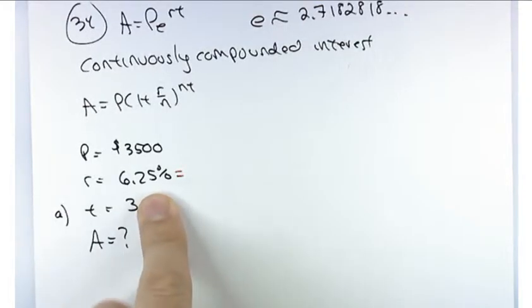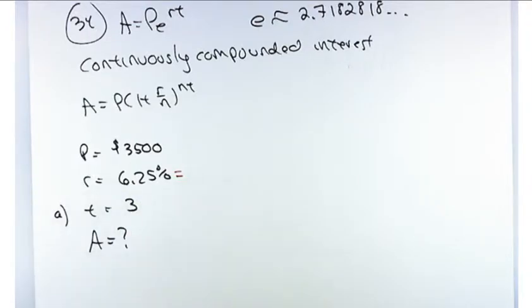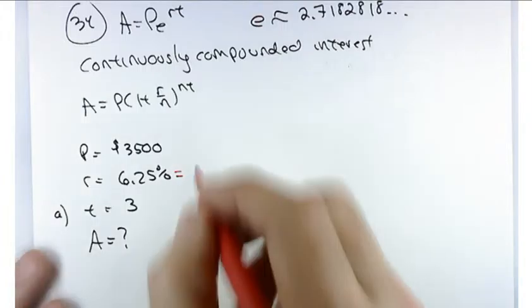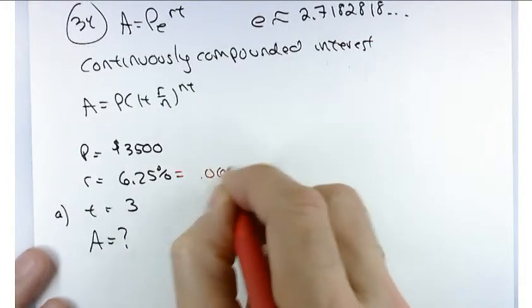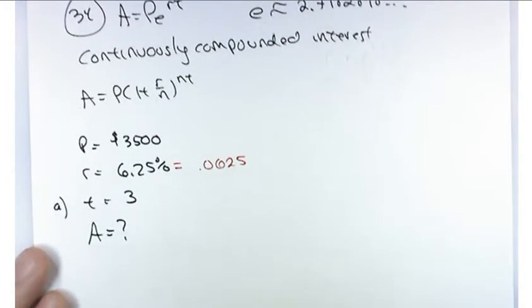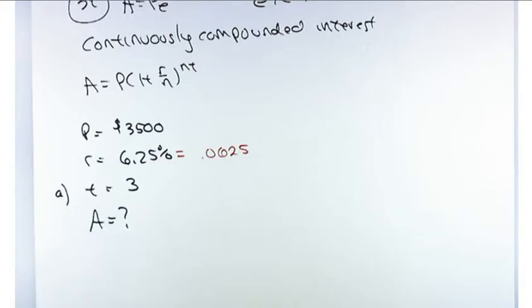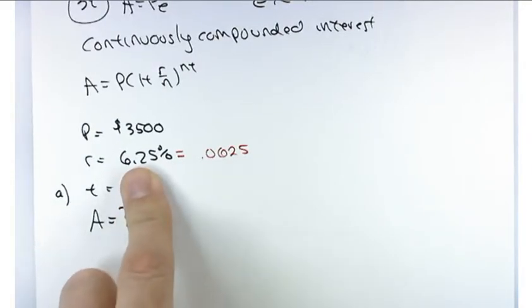There is one more important thing about the interest rate we should take note of. It's as a percentage right now. We need to write it as a decimal. So what would 6.25% be as a decimal? Thank you, 0.0625. So it makes a world of difference what you put in your formula.